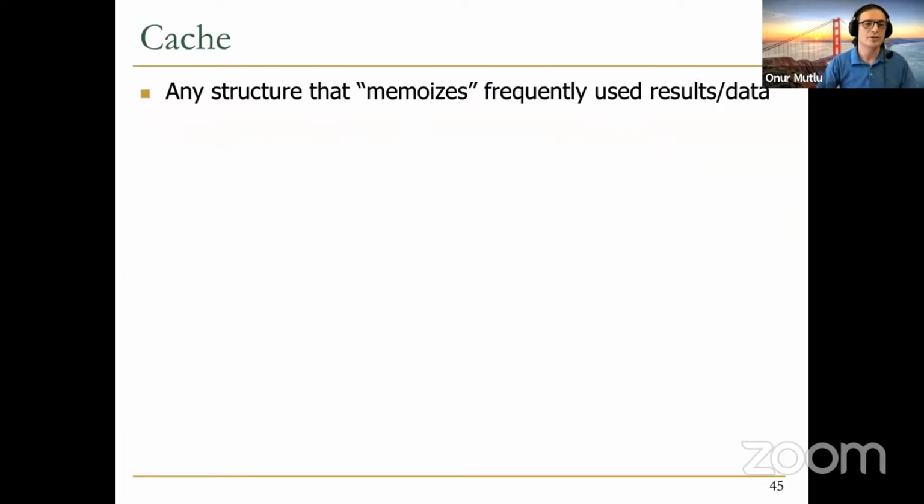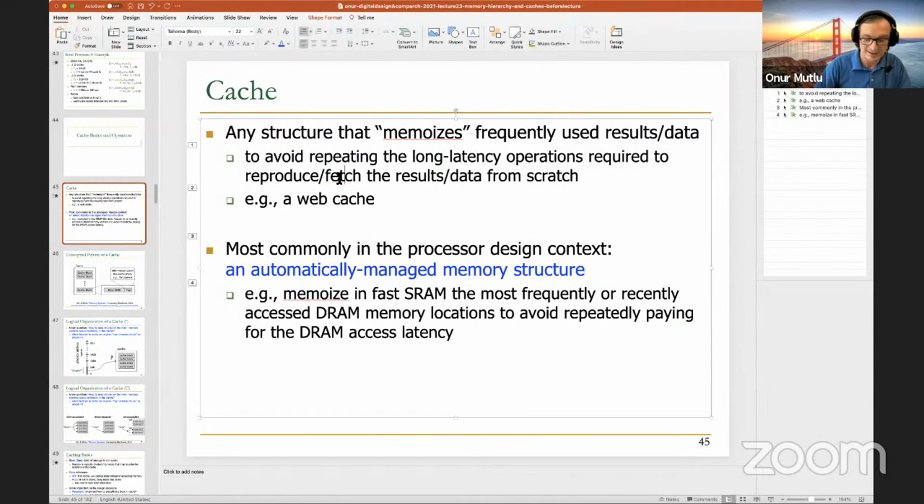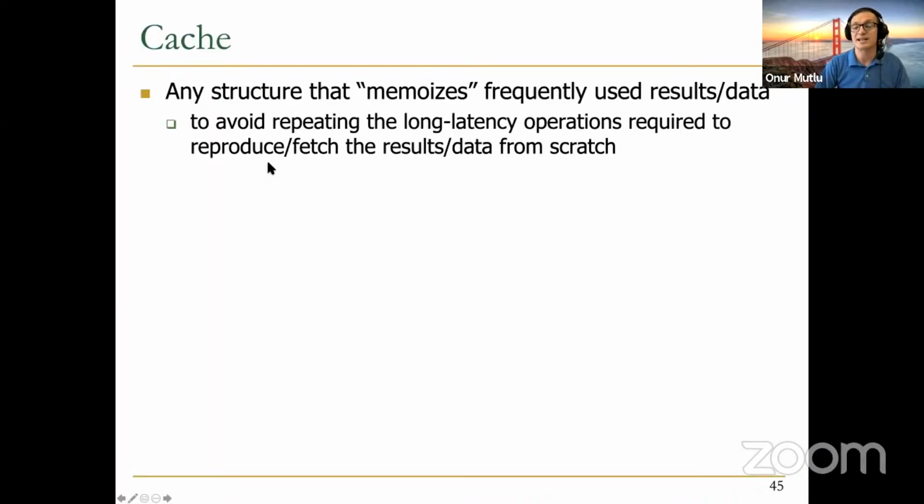Before we focus on hardware caches, a cache is essentially any structure that memoizes frequently or recently used results or data. And this is very general. Again, it could be software, it could be hardware. The goal is to avoid repeating the long latency operations required to fetch the results and data from scratch.